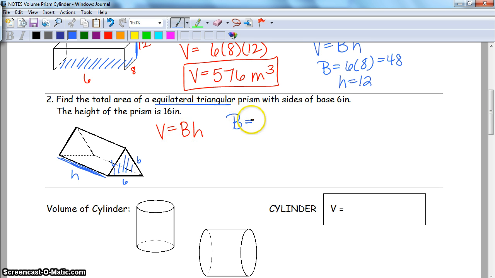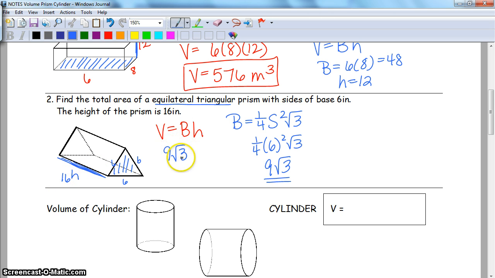So how do we find the base? Well, this is an equilateral triangle, so we're going to do 1/4 side squared root 3. So 1/4 of 6 squared root 3. 1/4 of 36 is 9. So our base is 9 root 3, and we know the height already to be 16, we can simply take and plug that in. 9 root 3 times 16. We're just going to multiply 9 times 16, which is 144, and we tack the root on afterwards, and this would be inches cubed. So our total volume is 144 root 3 inches cubed.